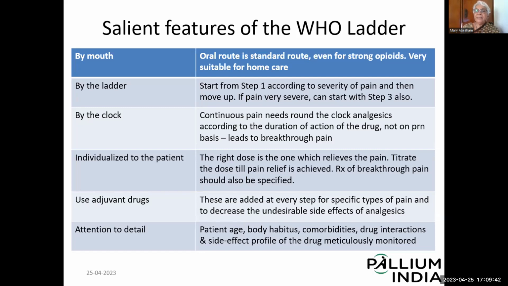That means the drug is given depending upon the duration of action of that particular analgesic. For example, if it's morphine, the duration of action of immediate release morphine is only 4 hours. So the next dose of morphine is given at 4 hours. If you tell the patient to take it at 6, then you also have to tell him the next dose is at 10, and then at 2, and then at 6, and then at 10. So it is given by the clock.